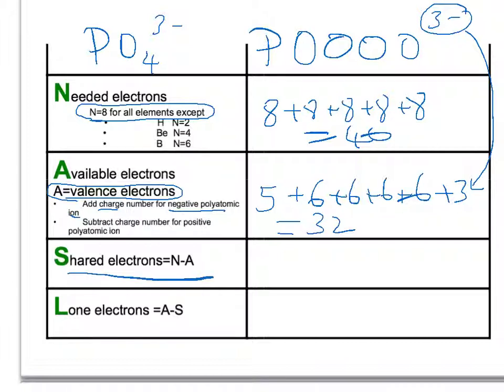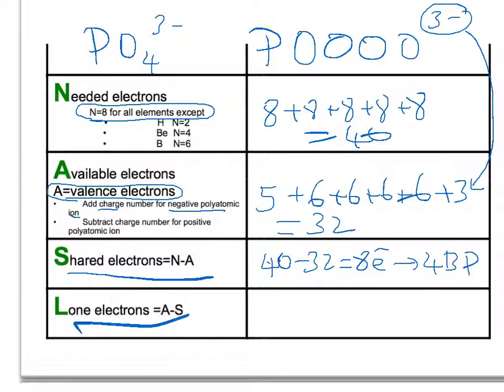Next step, we're getting to the number of shared electrons by subtracting the available from the needed, so 40 minus 32, which is 8 electrons or 4 bonding pairs. And the last step, getting to the lone electrons, subtracting the shared from the available, so 32 minus 8, which is 24 electrons, also 12 lone pairs.